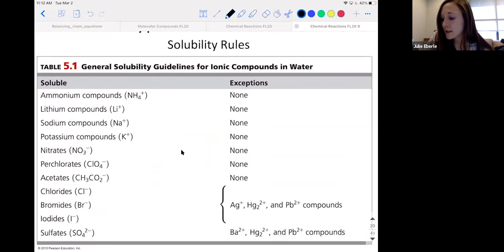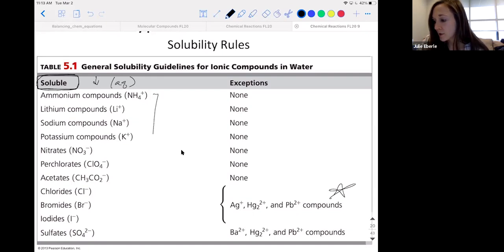So the way you read this, anything over here in this column, I'm putting a box around this label here. If a compound contains any of these ions, that compound is soluble. I'm going to say that again. If a compound contains any of these below ions, that compound is soluble. It is aqueous. Now you'll notice there are some exceptions, and that complicates things a little bit, and we'll get to those in a minute. But let's walk through this. The top 4 are cations. These are all cations.